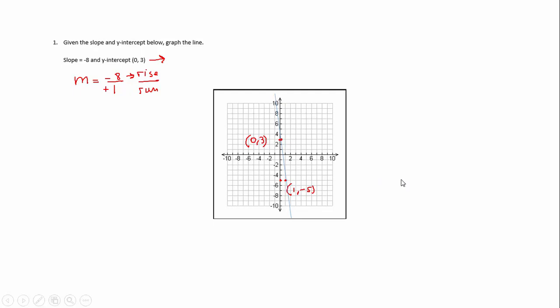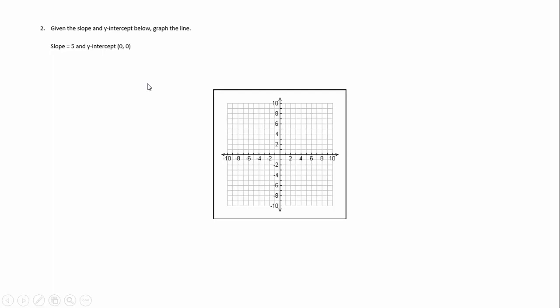Okay, let's go to the next question. Given the slope and y-intercept below, graph the line. So in this case we are given m equals 5. I can always write this over 1 also. The intercept is 0, 0, so it's the origin. So the line is going to cross the y-axis and the x-axis at the same point, which is 0, 0.